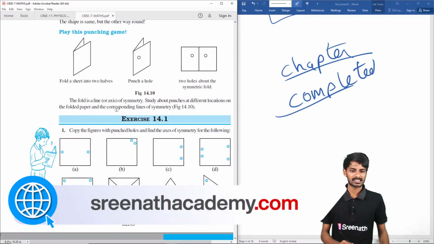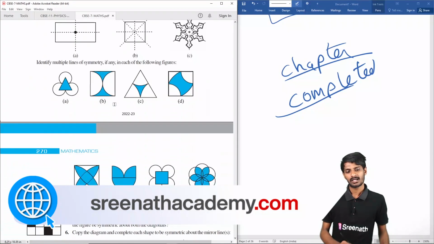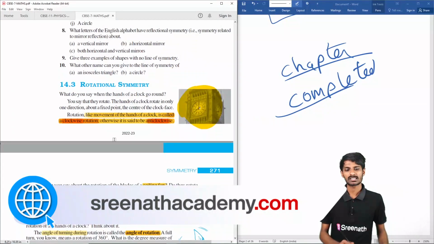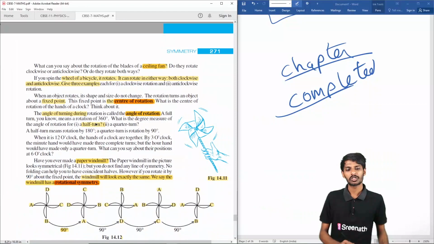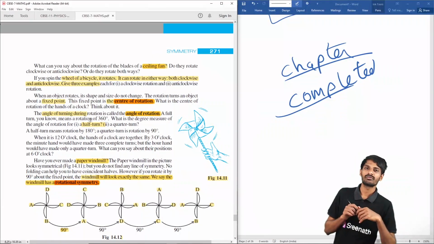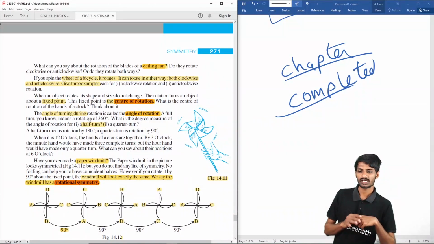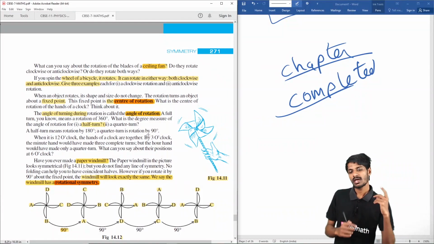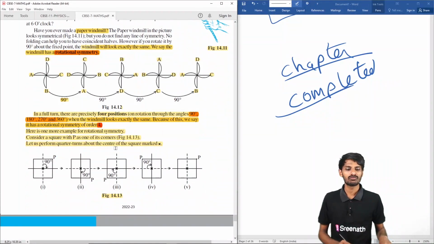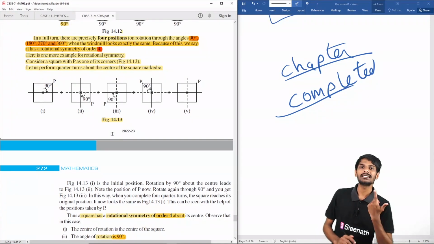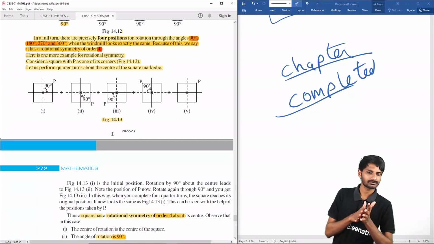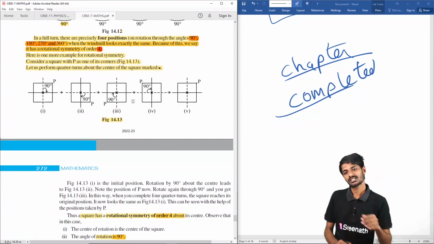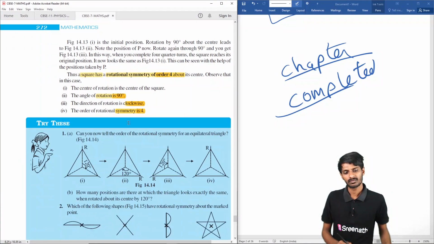And we played the punching game. After that, we discussed rotational symmetry. Rotational symmetry means that after rotation, if it exactly matches, then it is rotational symmetry. There is a center of rotation and an angle of rotation. The minimum angle at which you get the symmetry is the angle of rotation. The next thing is the order of rotation, which means for one complete turn, how many times you get symmetry.